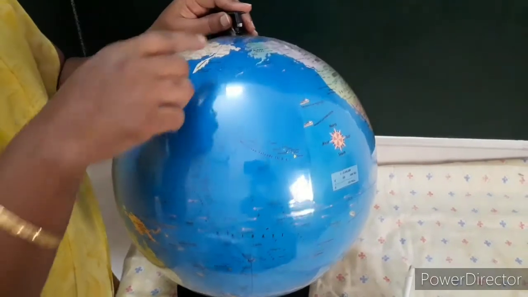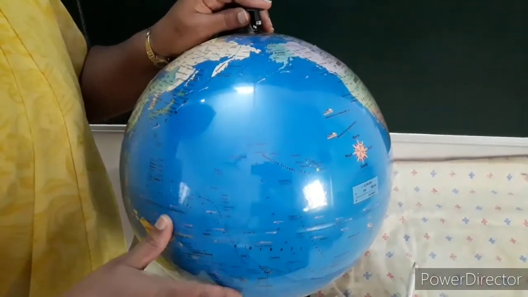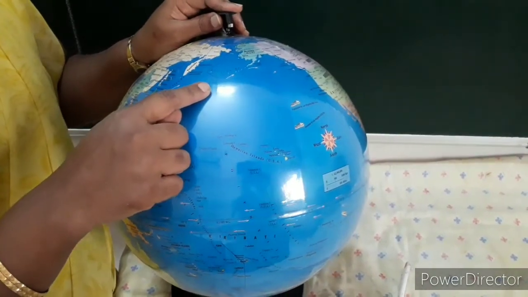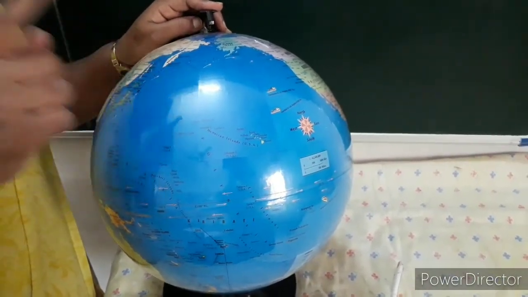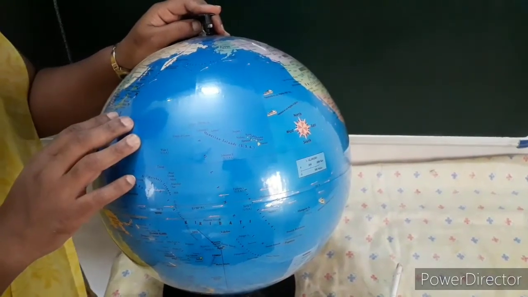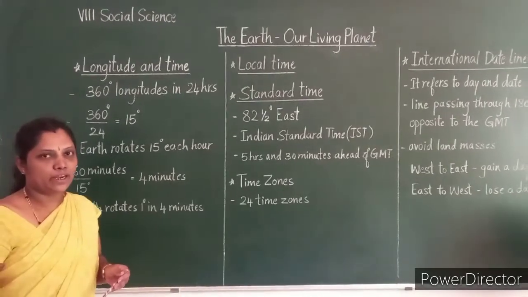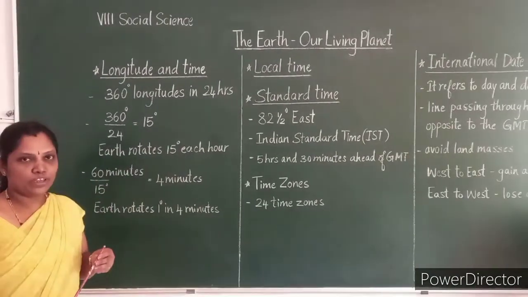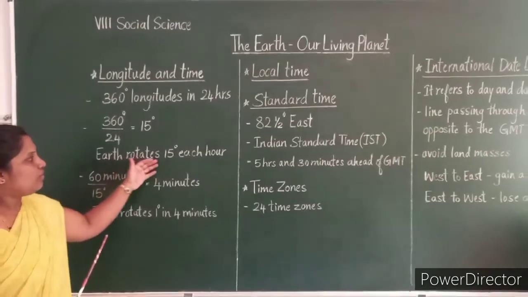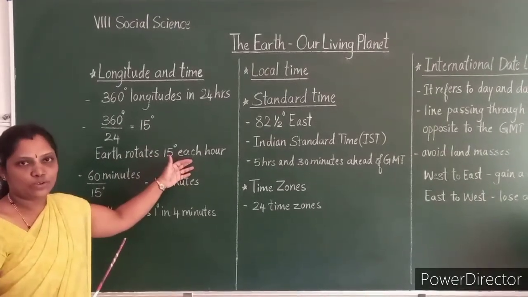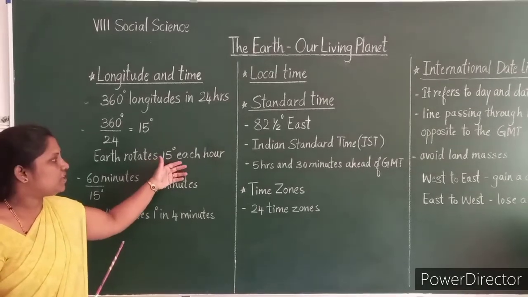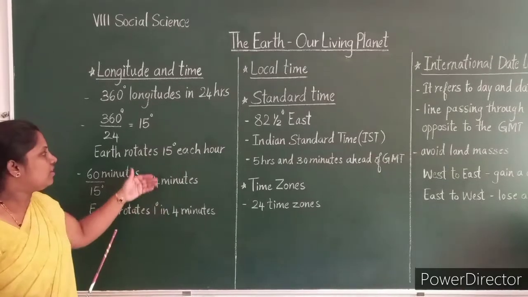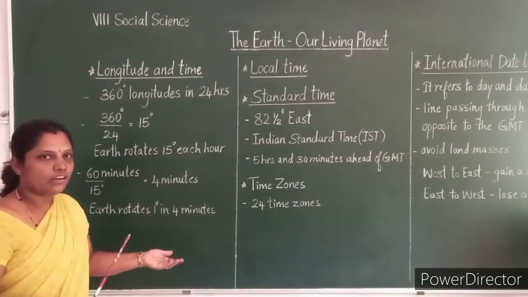The concept behind making this dateline is to have one country, one date. For your assignment, there is one calculation. You can do the calculation as I told you. The Earth rotates 15 degrees each hour. Like that you can calculate the other degrees also.